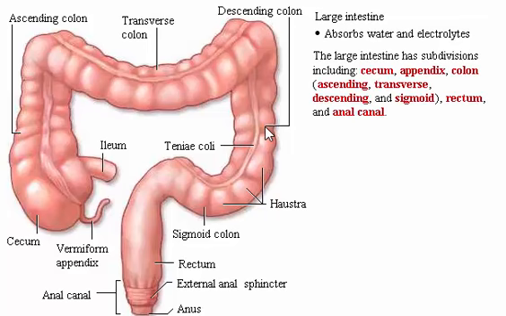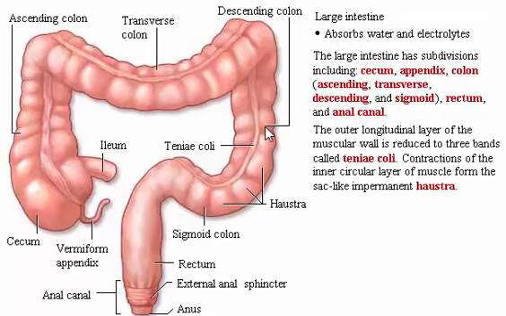The large intestine has subdivisions including the cecum, appendix, colon, including the ascending, transverse, descending, and sigmoid colon, rectum, and anal canal. The outer longitudinal layer of the muscular wall is reduced to 3 bands called taeniae coli. Contractions of the inner circular layer of muscle form the sac-like impermanent haustra. Click the anal canal to study its histological features.